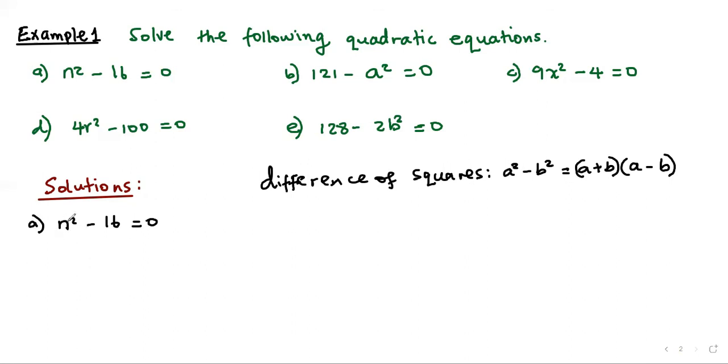Now, I want you to relate this identity with our question number 1. We have n squared minus 16 equals 0. Now, I want you to look at that as if we have n squared as a squared, and 16 we can write it to be b squared. Just look at that. n squared is n squared minus 16. How can we write 16 to be squared? Yes?